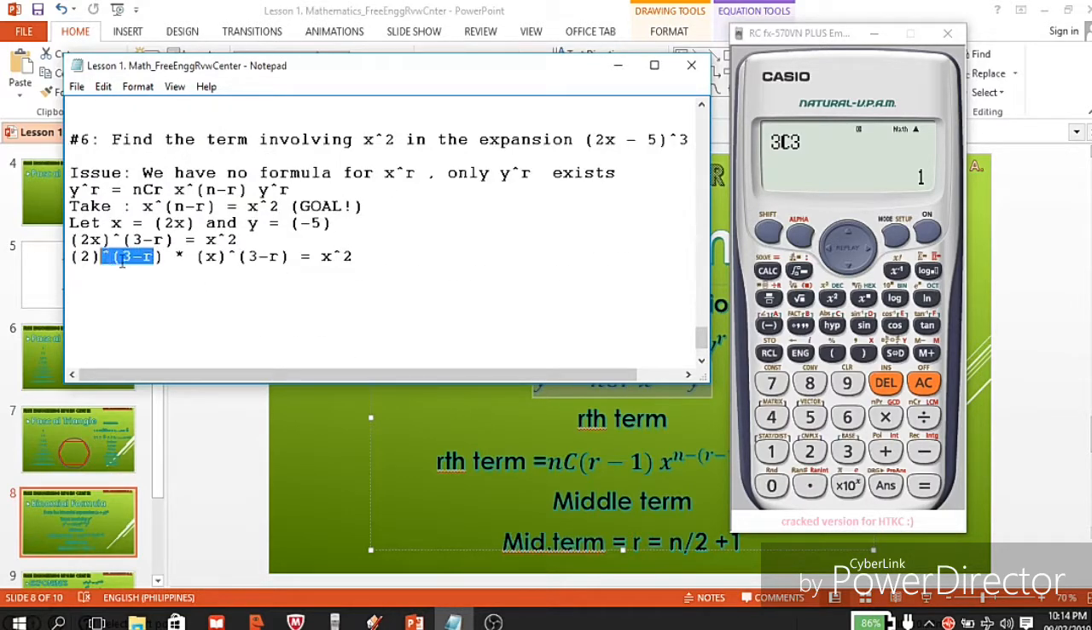So this is the constant part. So I don't need that. Only thing I need is this one.